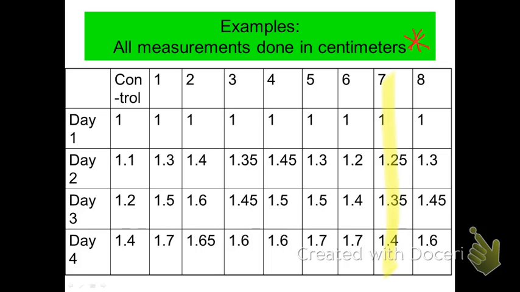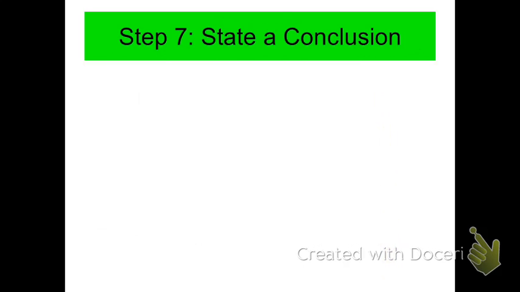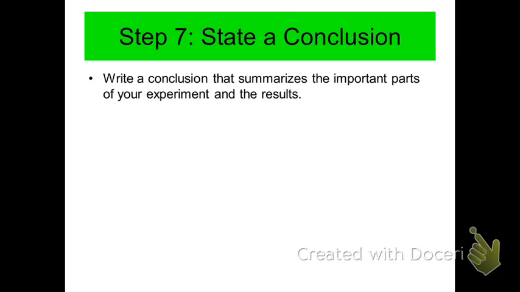Now if you remember, we said we were going to collect data for a lot longer, so this table isn't fully complete. All right, going to step 7, we're going to make and state our conclusion. So we need to write a conclusion that summarizes the important parts of your experiment and the results. What do you notice by looking at your data?